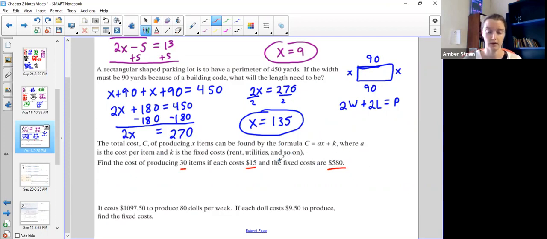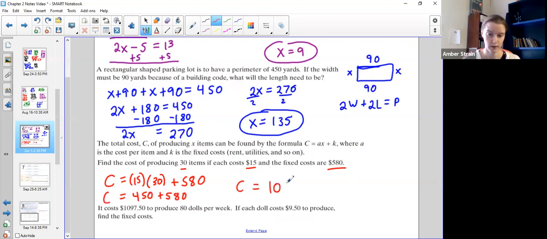We're just going to piece this together. So we're going to find the total cost C when I knew that I was producing 30 items. A was the cost per item, K was the fixed cost, and X was the items. X is the items, which I just said was 30. 15 was the cost per item, they said that was A. And then K was the fixed cost, 580. So this one, I don't even need any algebra. I just put it together. $15 an item for 30 items would be $450, plus the $580 that they have to spend no matter what, gives me a total cost of $1,030.